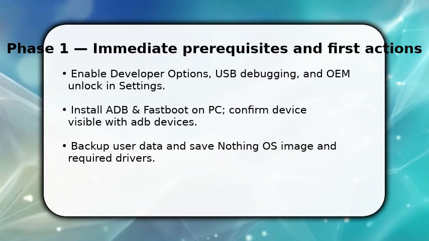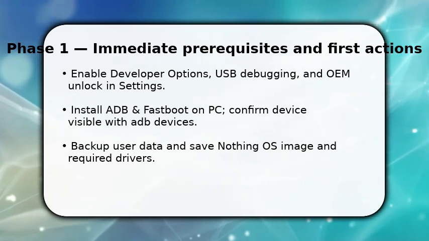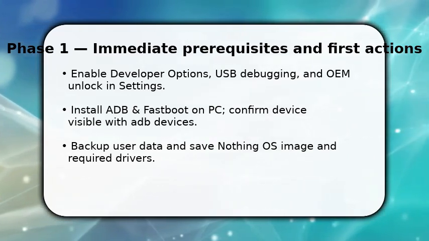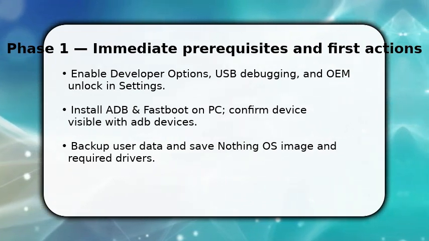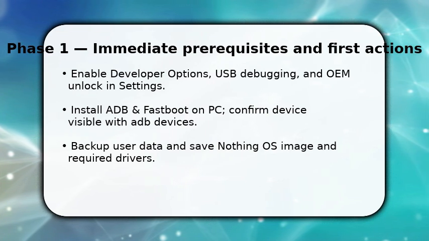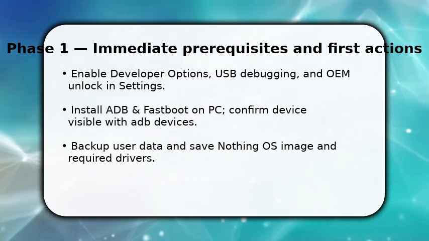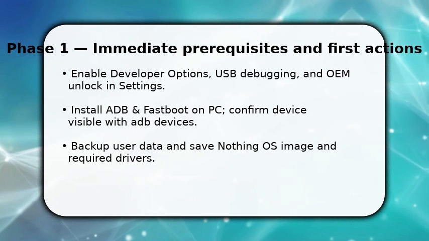You start by preparing the device and files. Make sure you have ADB, Fastboot, and the Nothing OS image ready. Enable developer options, turn on USB debugging, and allow OEM unlock. These steps let the PC communicate and flash firmware.